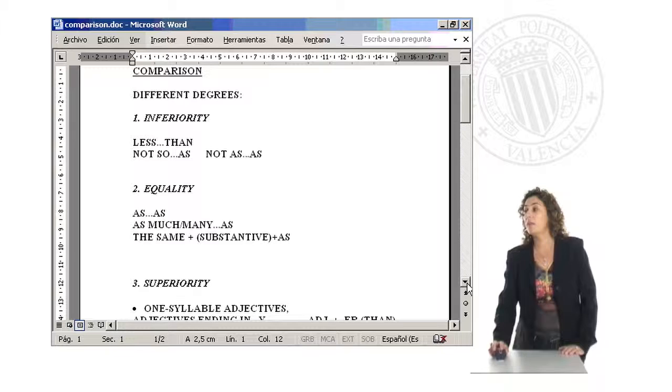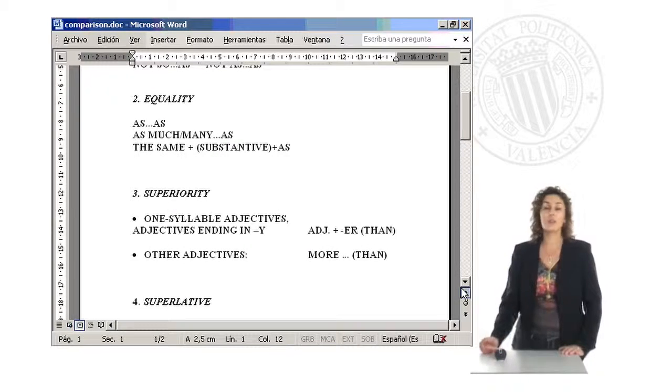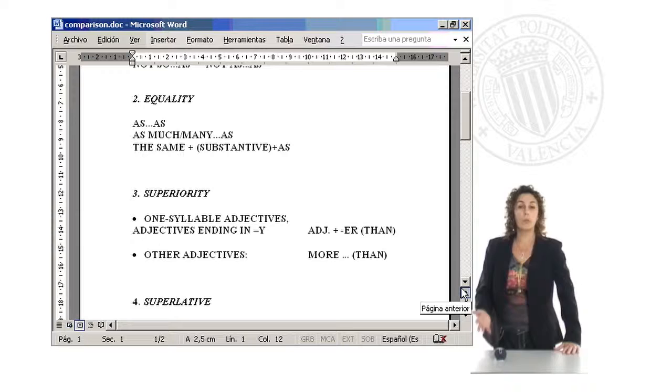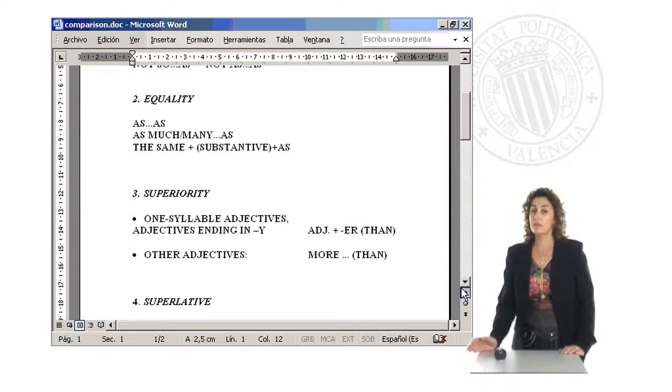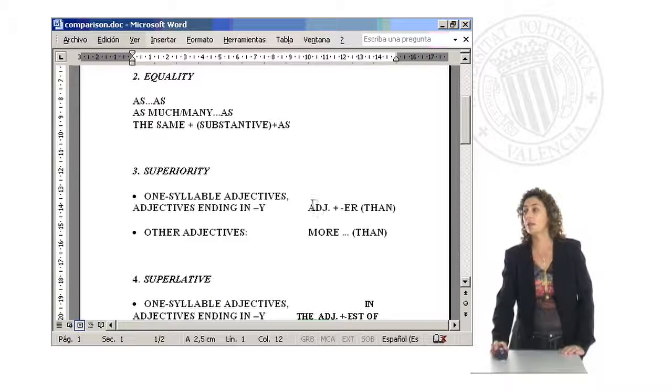Okay. Another way of expressing comparison is superiority. That means when you want to say or describe an object as having superior qualities to another one. In this kind of structure, we have to differentiate between the adjectives that have one syllable or end in Y and all the other adjectives. When we have one-syllable adjectives or adjectives ending in Y, we'll use the structure you can see here in this document.